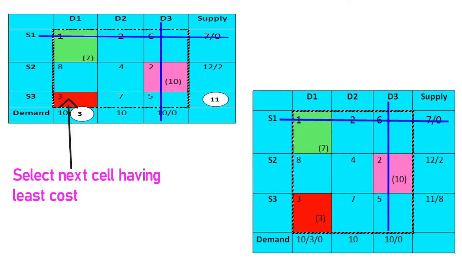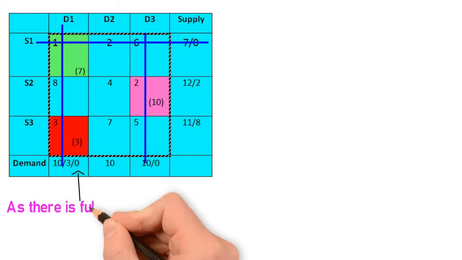As requirement is of 3 units, we have to allocate 3 units from the available units, that is supply, that is 11 units. So 11 minus 3 is equal to, you will get 8. So if you observe that supply column, in that I have written 11/8. Why 11/8? Because from 11 units we have assigned 3 units to the selected cell, and because of the assignment of the 3 units to the selected cell, now demand value is 0. That's why I have written 10/3/0. Now as there is a fulfillment of the demand value, we have to cross out that D1 column.